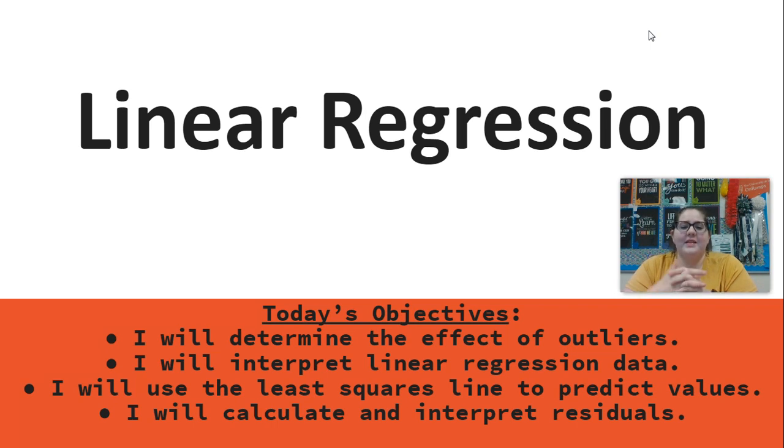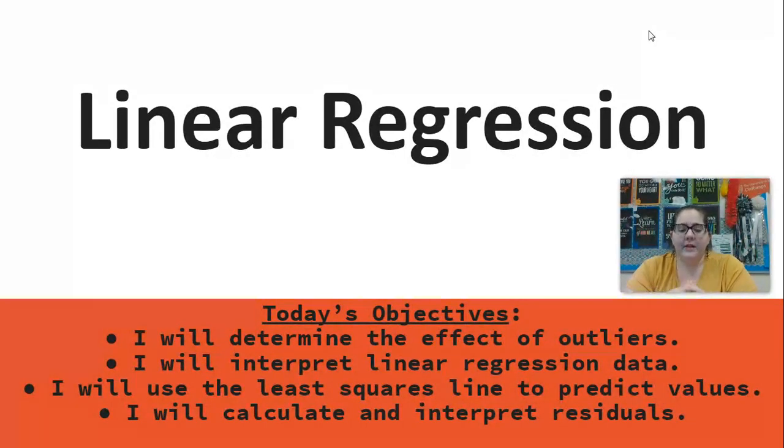Hey everybody, so today we're going to talk about linear regression. Linear regression is the idea of fitting a linear model, a line, to a set of data in a scatter plot. So today's objectives: you're going to determine the effect of outliers on correlation, but also on linear regression.